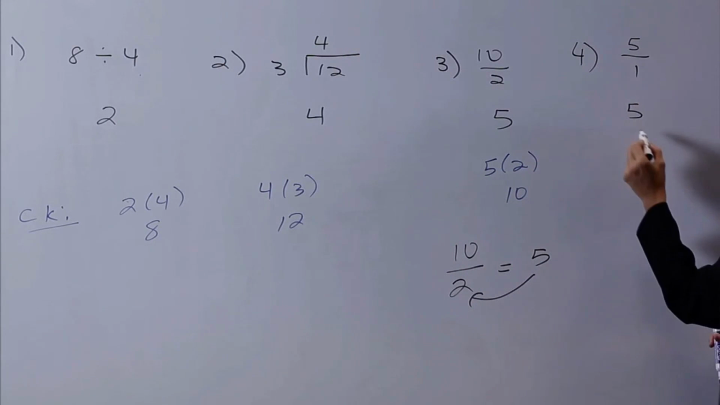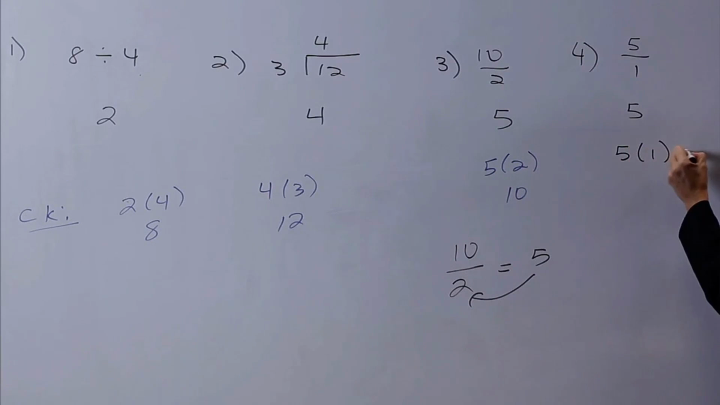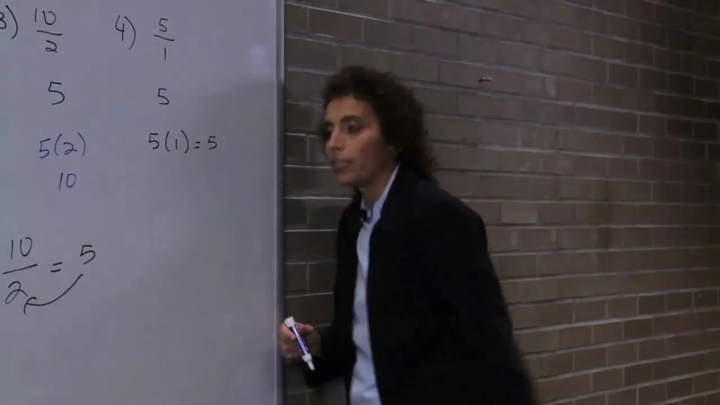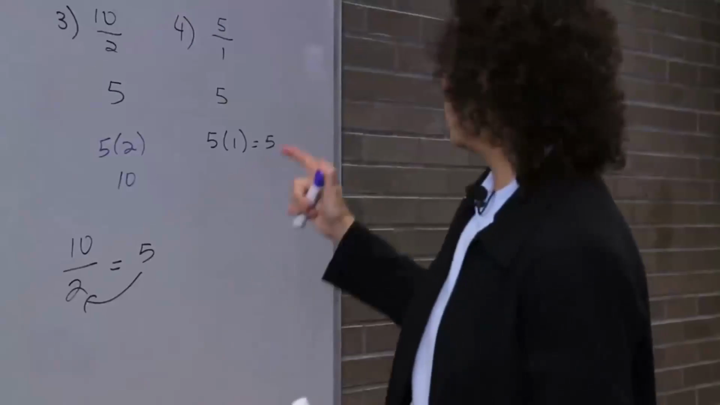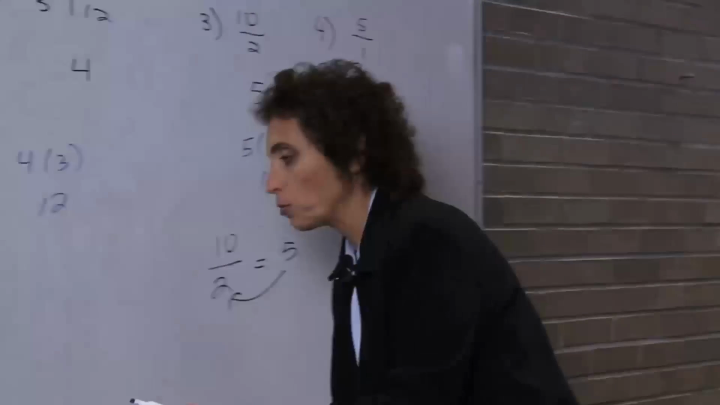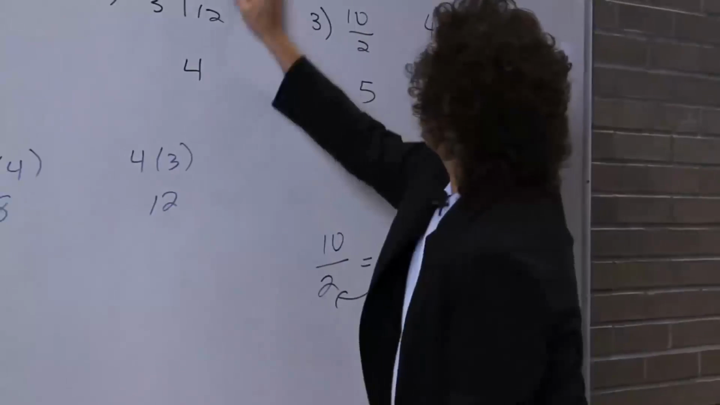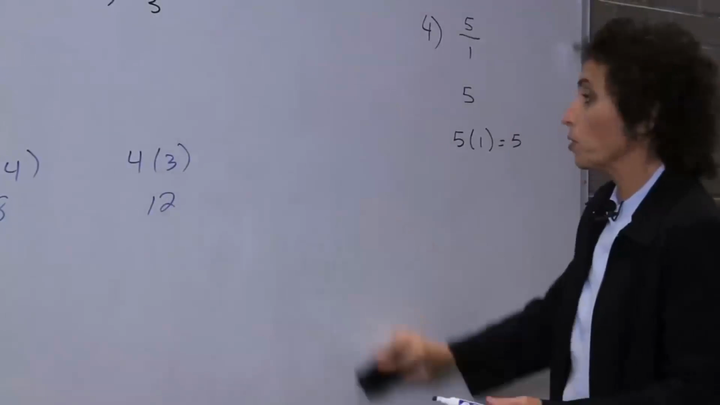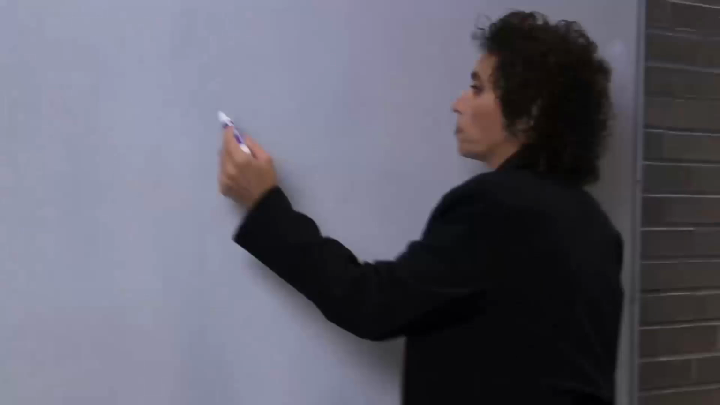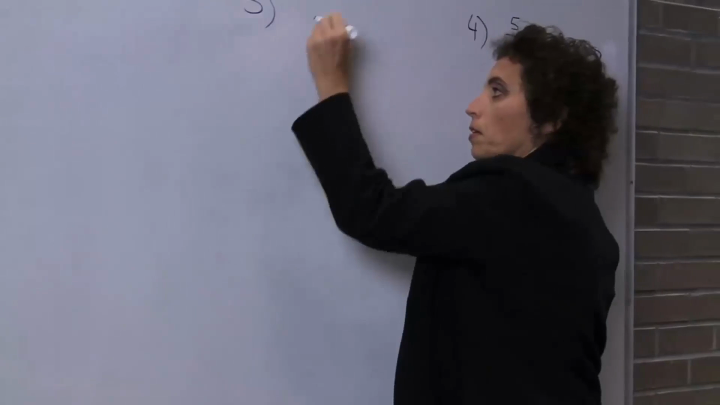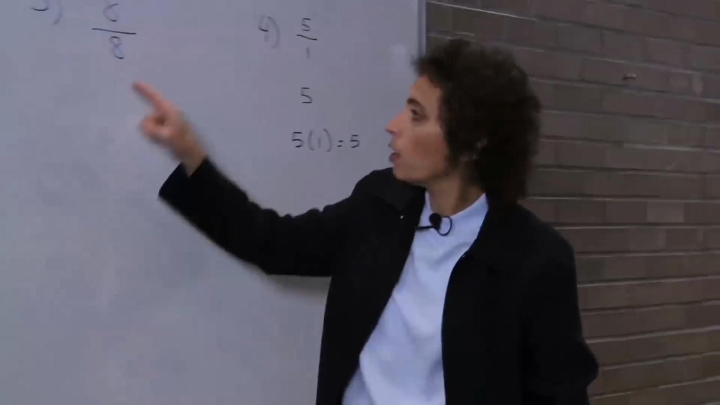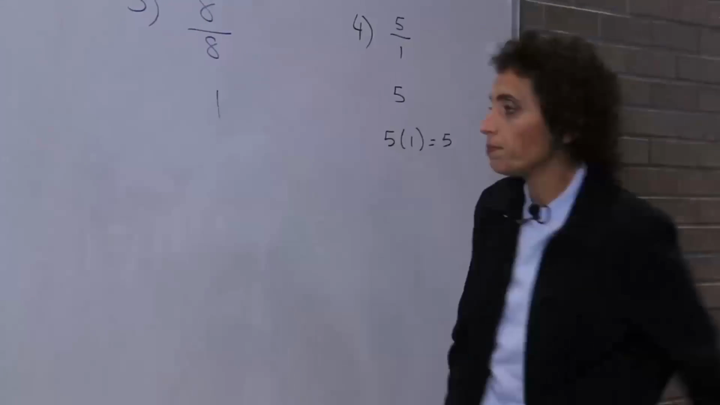Okay? 5 divided by 1 is 5. I can check that. 5 times 1 is 5. So your quotient times your divisor has to give you your dividend. Okay? Let's look at number 5. I forgot about number 5. I'm going to leave number 4 up there because I'm going to refer to it in a second. So let me put number 5 right next to number 4. Number 5 is 8 divided by 8. So we want to know how many times 8 goes in 8, and that's obviously 1.